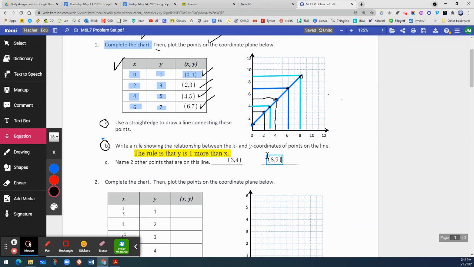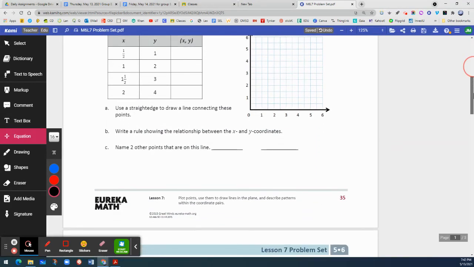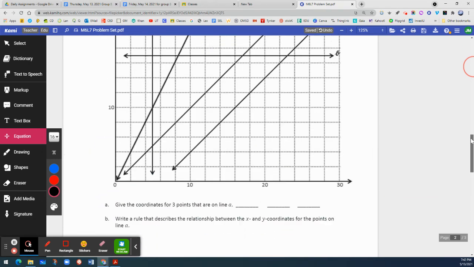Okay, my friends, this is how you do this assignment. You're going to actually do this one, which is very similar. And I'm going to make another video to explain this one right here on the bottom.